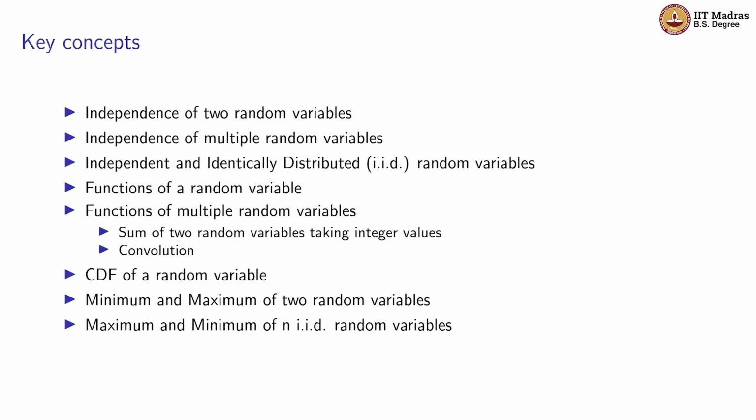This is the week 2 graded assignment solution video. In week 2 we have covered key concepts like independence of two random variables, independence of multiple random variables, independent and identically distributed random variables, and function of random variables. In that we have covered function of sum of two random variables taking integer values, and convolution.